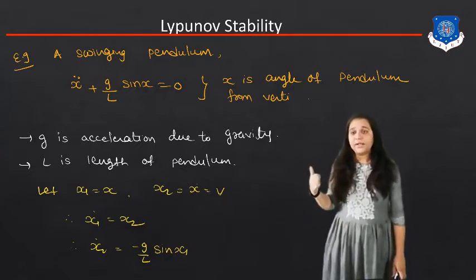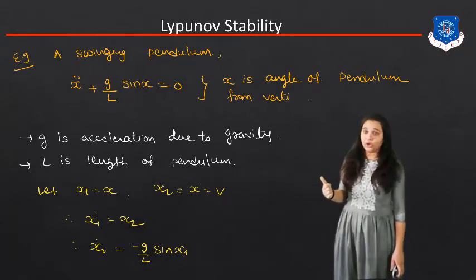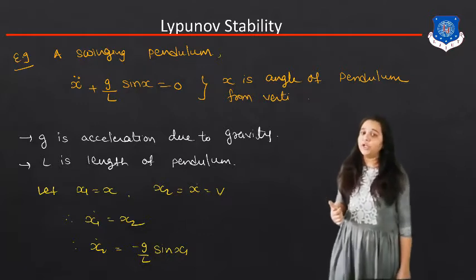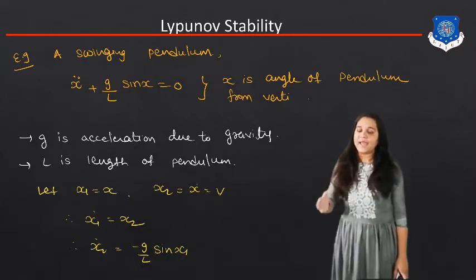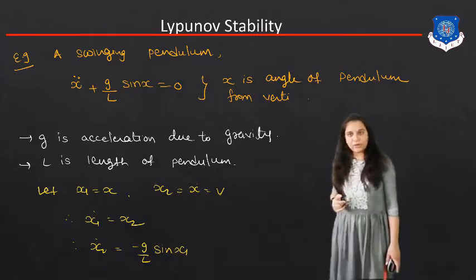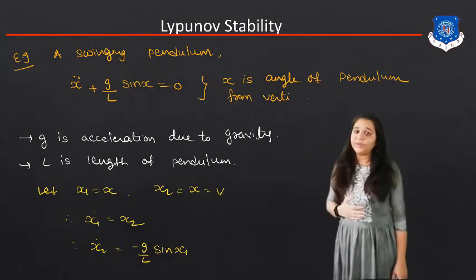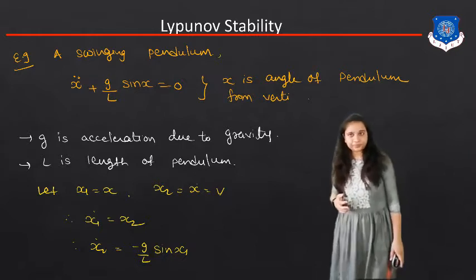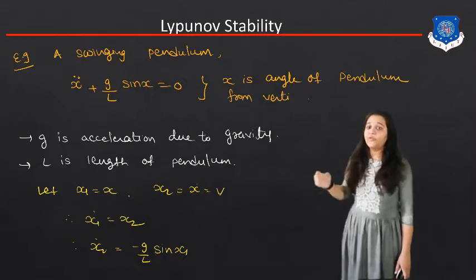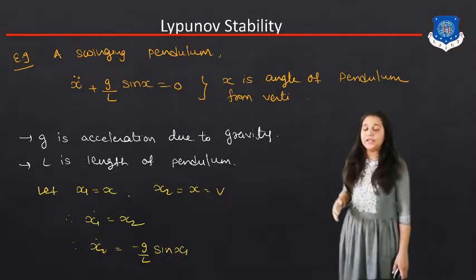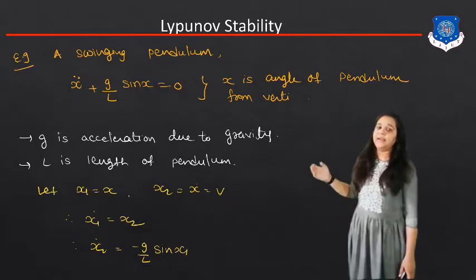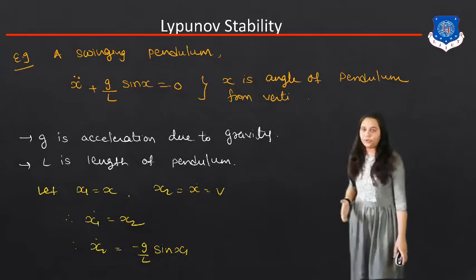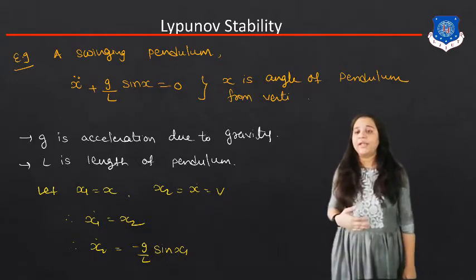Okay, so the example is given a swinging pendulum, and the equation of the pendulum is x double dot plus g by l sin x equal to 0, where x is the angle of the pendulum from the vertical. Now what is g and what is l? As you know, g is the acceleration due to gravity and l is the length of the pendulum. Okay, now the same thing we have to apply.